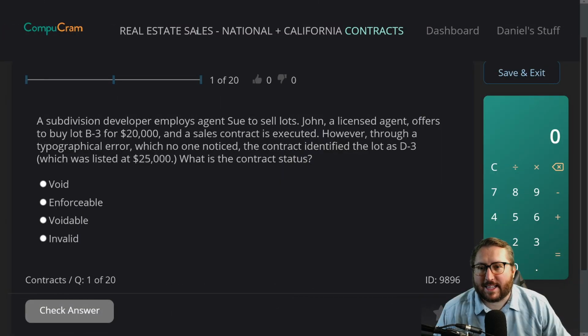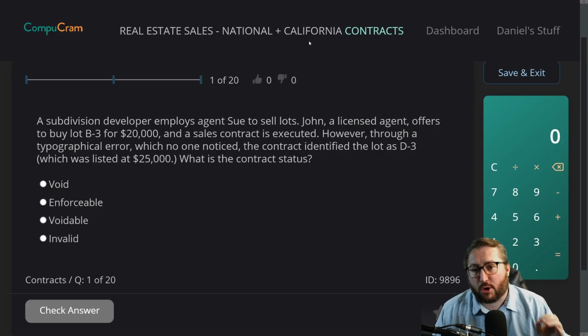Let's get into the questions. All right, so this is the real estate sales national plus California, and we're doing contracts today. This is mostly national, but there are some California questions in here. If you don't see your state, it's still worth it to do these questions. If you want your specific state questions, comment down below what state you're in. We're gonna jump right into it.